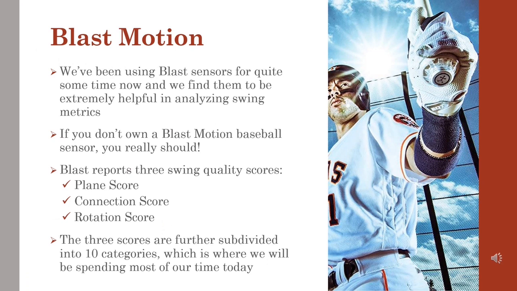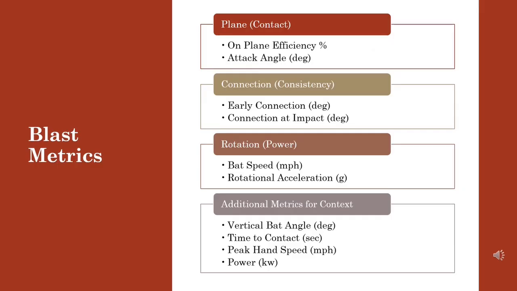We've been using Blast Motion for a while. Honestly, we're big fans. If you don't own one, you really should. As I mentioned before, they're not really too expensive. The Blast sensor provides three different scores, what they call the plane score, the connection score, and the rotation score. But in our programs, we tend to focus on the underlying metrics of those scores, and they get a lot more specific about your swing. There are about 10 of them in total, but we generally just focus on 6, and we're going to talk about those next. So here we go.